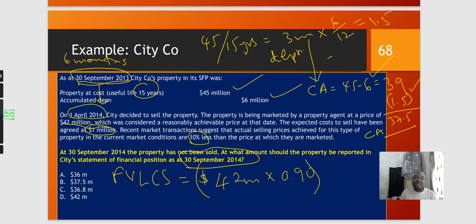attractive to the customers. So the fair value is now 42 million multiplied by 90, to incorporate the 10% deduction, less the cost to sell of 1 million. Okay, don't ignore that. So let us use the calculator. So we get 36.8 million. That's the fair value less cost to sell.